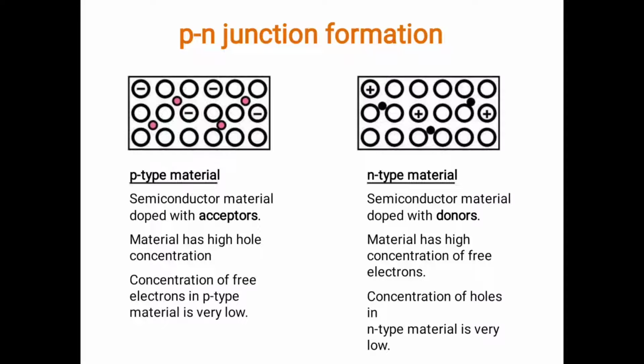P-type material is a semiconductor doped with acceptor material and has a high concentration of holes. The concentration of free electrons in P-type material is very low. N-type material is a semiconductor material doped with donor material and has a high concentration of free electrons. The concentration of holes in N-type material is very low.